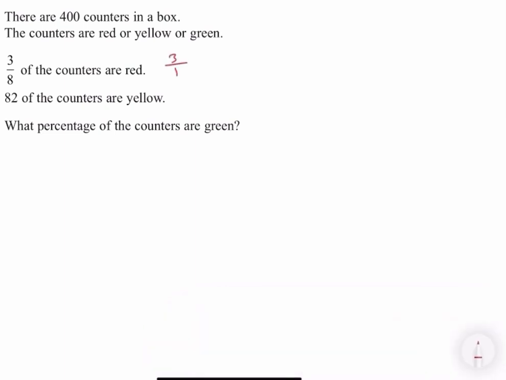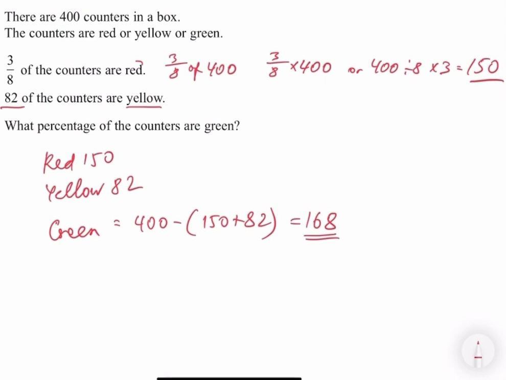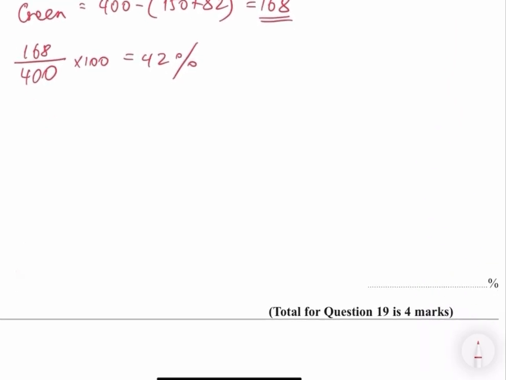So next question, you need to work out the fraction of 3/8 first. You can do 3/8 times 400, or 400 divided by 8 times by 3, so that's 150. And then find the number of the green counters. Just take them away from the total, which is 400. 168, and you need to show this number as a percentage. First show it as a fraction, 168 over 400 times by 100, and that will give you the percentage 42%.